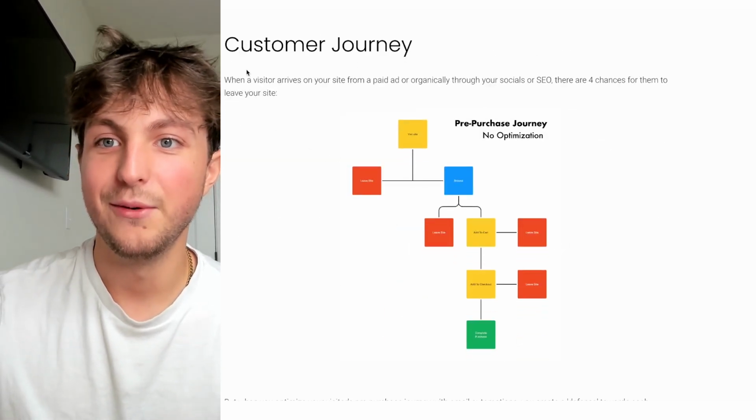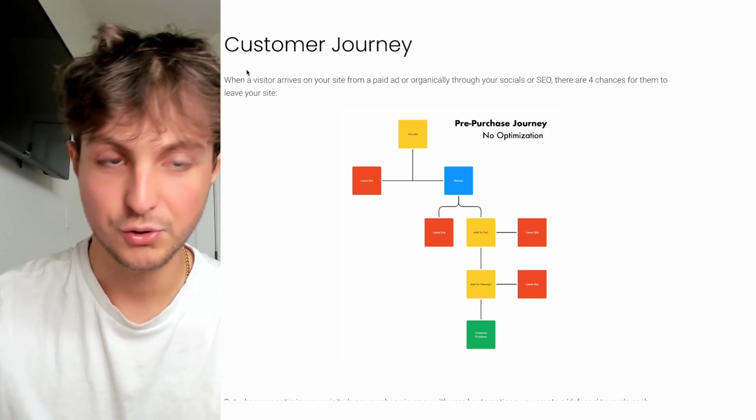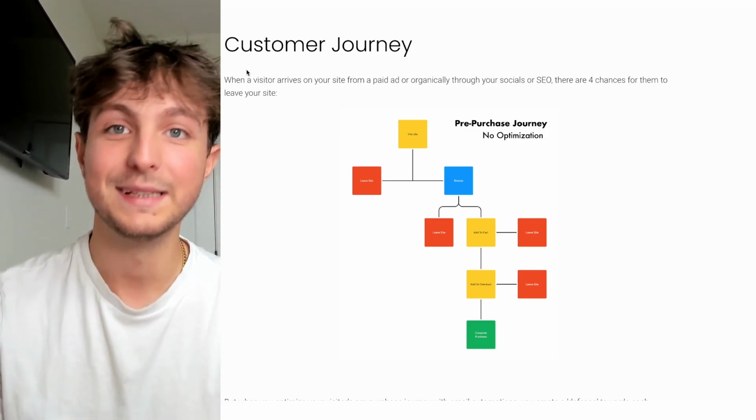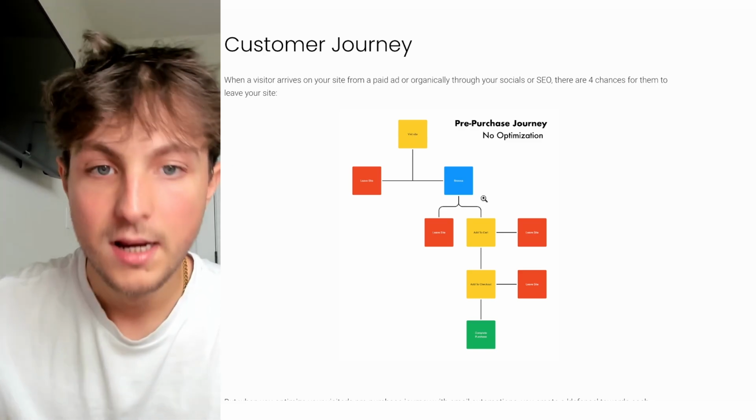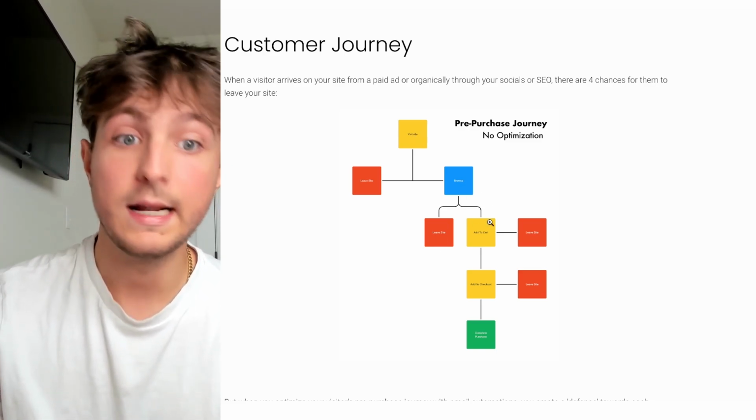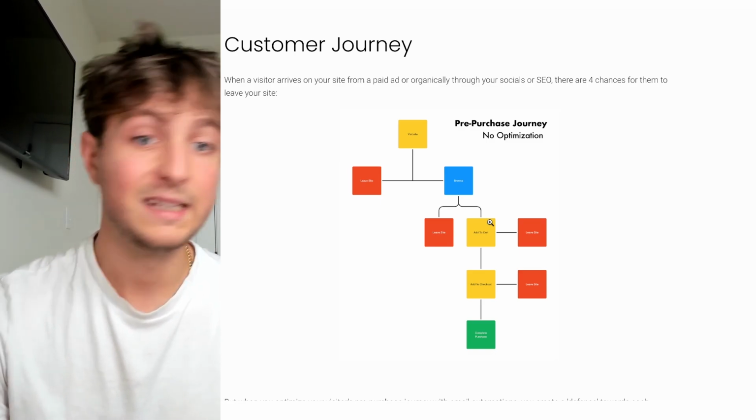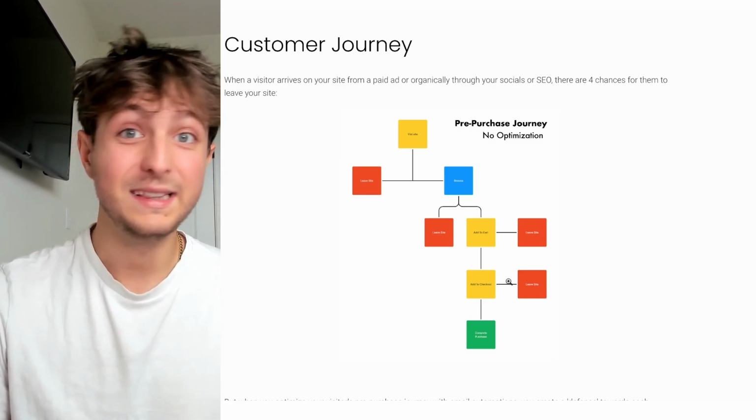Sweet. So when a visitor arrives on your site from a paid ad or organically through your socials or SEO, there are 4 chances for them to leave your site. They can just go on your site and be like, oh, I'm going to leave now. They can browse and look at a product and then leave the site. They can add to cart, then abandon that cart and leave the site. They can get to checkout and guess what? They'll still maybe leave the site.